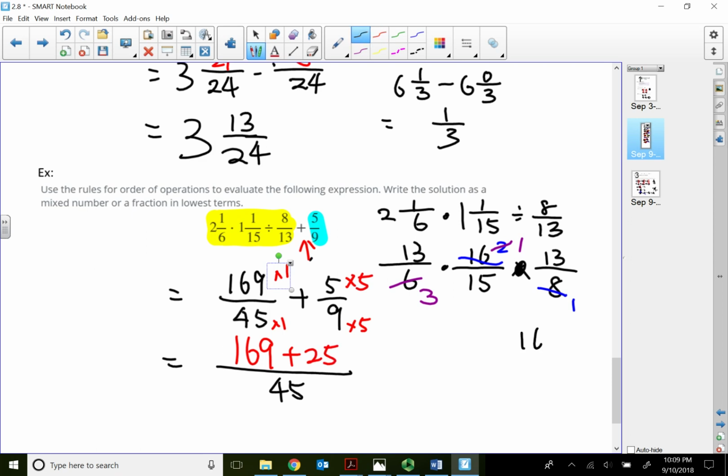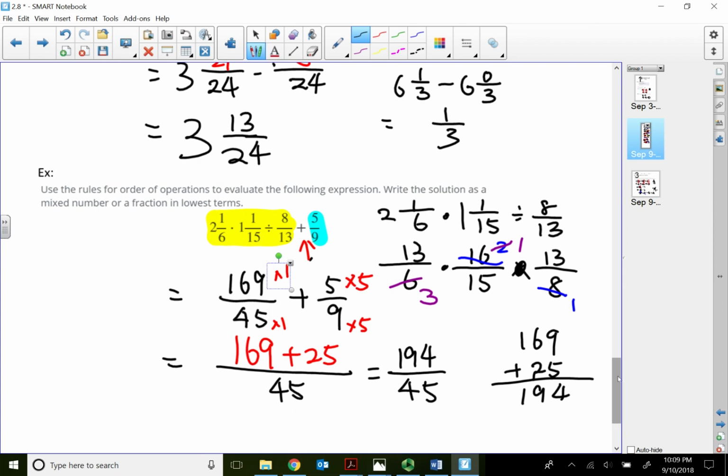So let's see, 169 plus the 25 now on the top. That's 14, that's 9, that's 1. So that's 194 over 45. I know 45 can be reduced by 5 and 9 and 3, but this is none of those I can use. So my answer, 194 over 45.